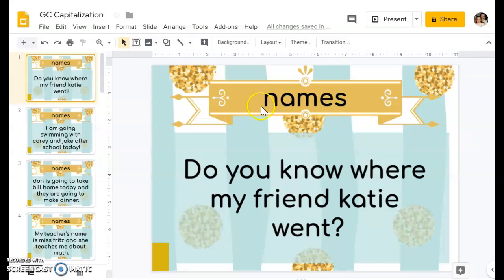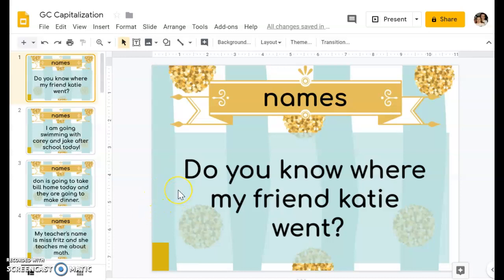So for the first few screens, we're going to be focusing on names. So anytime I have a name of a person or a pet or a teacher or a doctor, anything like that, I need to capitalize the first letter in their name. Just like when you write your name, you capitalize the first letter. So there's a sentence written for you down here, and then there are yellow boxes over here where you need to highlight what letters should be capitalized in these names that you see.